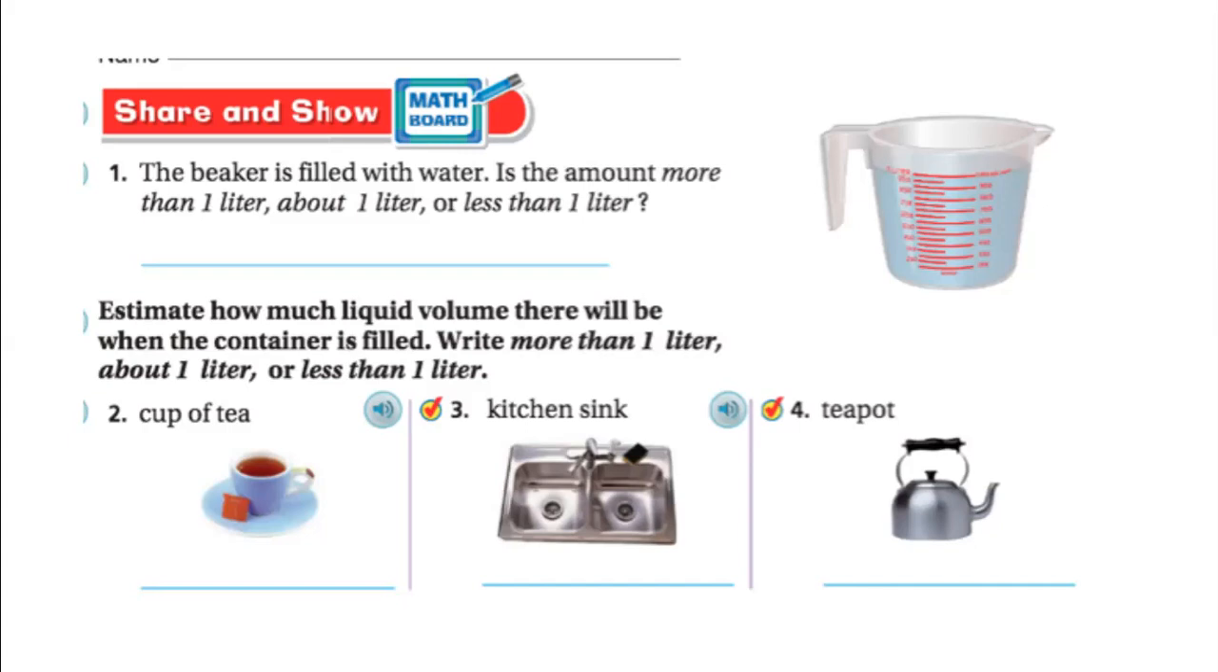Number 2 asks for a cup of tea. A cup of tea is less than 1 liter. Number 3, a kitchen sink. As you can see, it's definitely bigger than a cup of tea, and it's definitely larger than a liter of water in a water bottle. So number 3 would be more than 1 liter. Number 4, we have a teapot. I can tell that the teapot is definitely not going to be less than 1 liter, but I know it's not going to be more than 1 liter. So number 4 would be about 1 liter. Okay, moving right along.